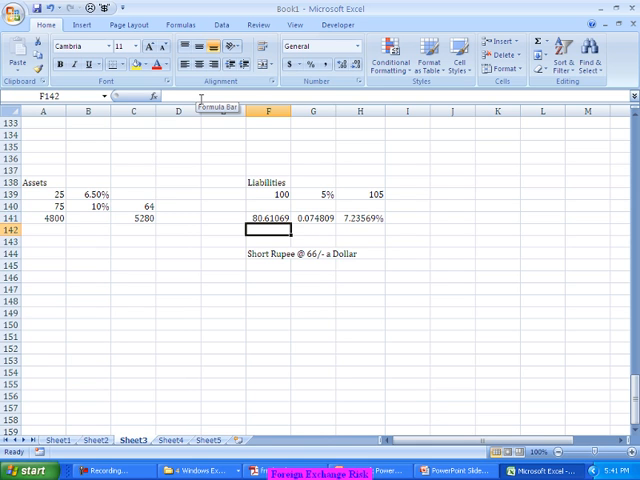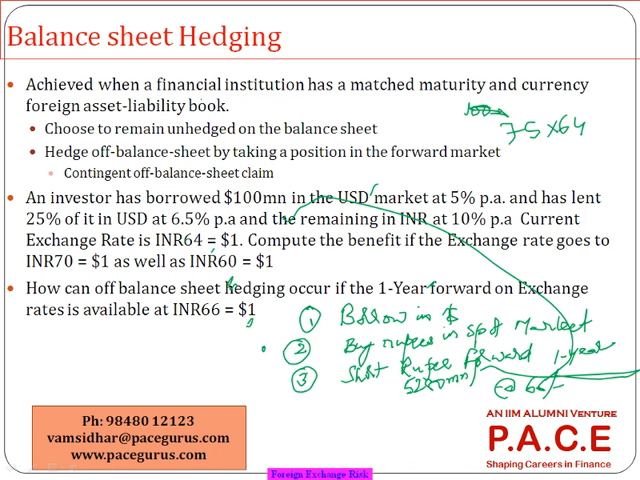So on the balance sheet, they are still 25 and 75 in two different currencies, 100 here. But in the foreign exchange market, I am trying to do the hedging in the appropriate position. This is what we call as off balance sheet kind of a hedging. So this is how we can create the hedging part, wherein you can mitigate your risk.